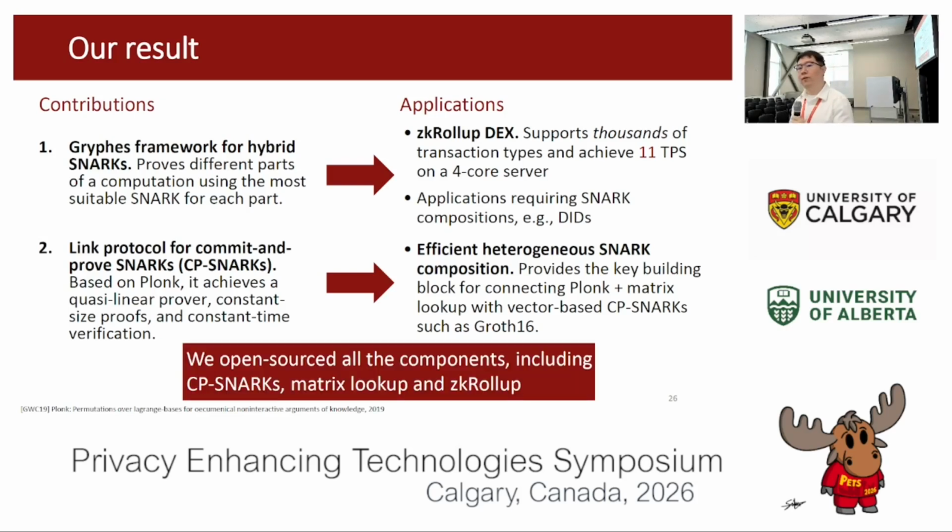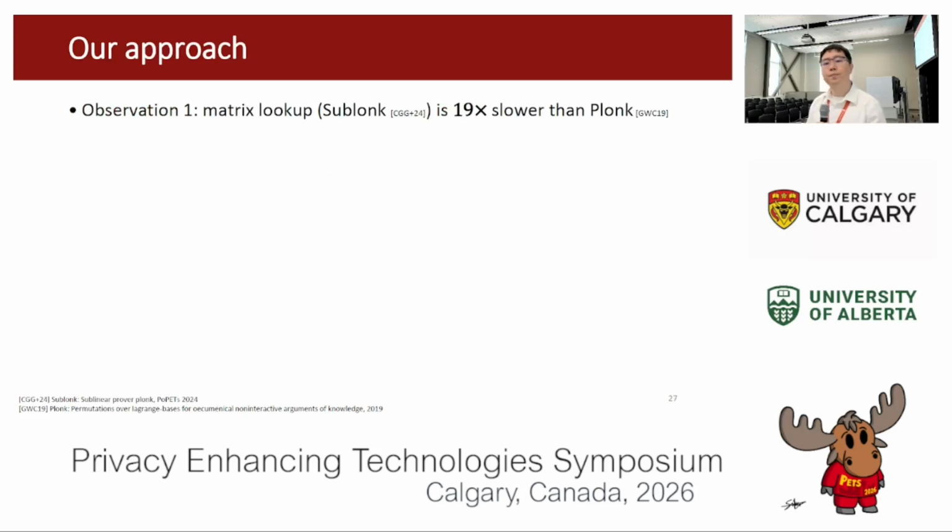And we have also open sourced all our components, including the CP SNARKs, matrix lookups, and zkRollups. So how do we achieve this? Our first observation is that a matrix lookup or sub-Plonk is still 9 times slower than Plonk. So even if it supports edge cases, it's not as efficient as we want.